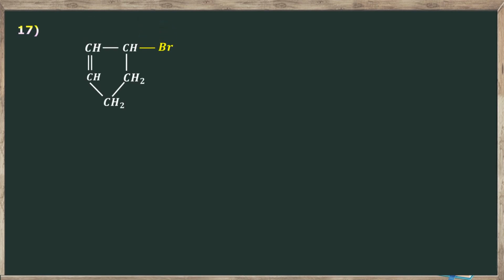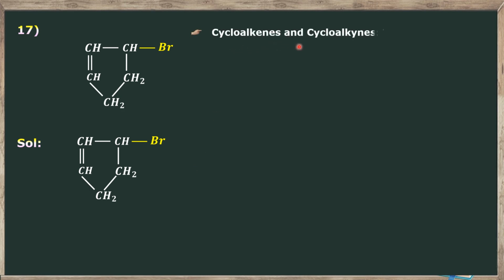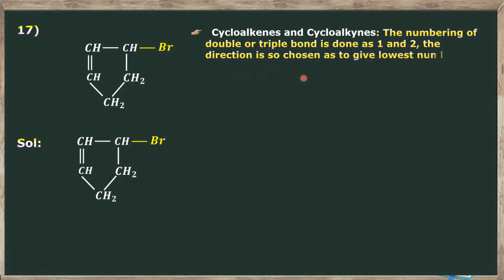Next problem number 17. Solution. This is a cyclic compound containing a double bond and a substituent here. Okay. So in cycloalkenes and cycloalkynes, the numbering of the double or triple bond is done as 1 and 2. The direction is so chosen as to give lowest numbers to the substituents. So here the double bond is there, and the carbon atoms bearing the double or triple bonds are given 1 and 2 numbers. So the direction of numbering can be done either in clockwise or anti-clockwise. And we have to choose the direction of numbering the ring in such a way that the carbon atoms bearing the substituents should get the lowest possible numbers.